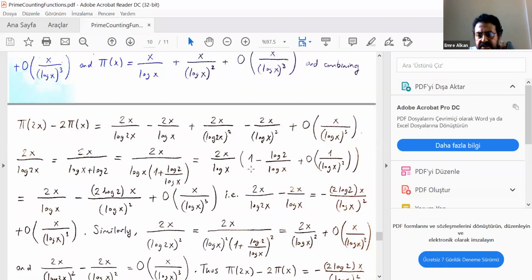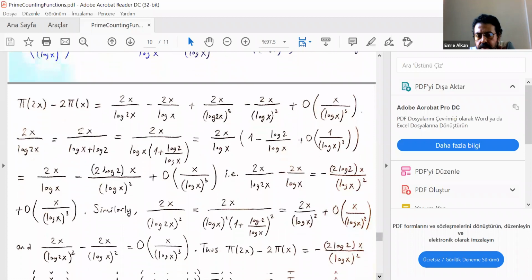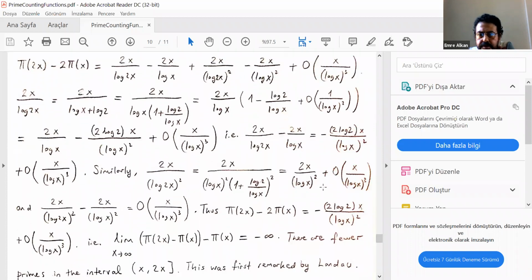I carry out a similar discussion with the second pair. So I look at that and similar discussions, which I avoid. I don't want to bore you now with more similar calculations. You easily see that it's like this. But when you subtract this, you easily see that you get this, which can be buried into the error term. Now, easily combining these calculations, one gets that pi 2x minus 2 times pi of x.